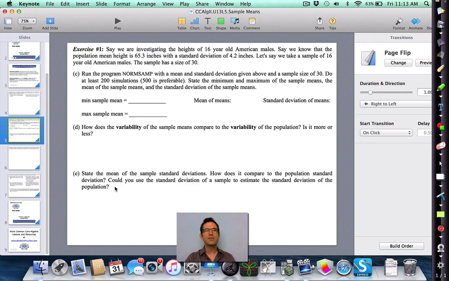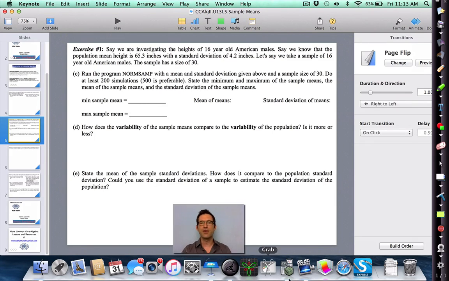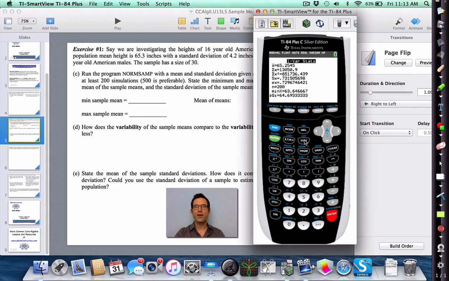All right. Letter E says, state the mean of the sample standard deviations. Well, again, if I go into Stat and I go into Edit, here in L2 are all my sample standard deviations. By the way, notice my smallest one is 2.7. For my population, it was 4.2. And my largest one was 5.7. So we had some samples that had standard deviations larger than that of our population, and we had many that had sample standard deviations smaller than our population.